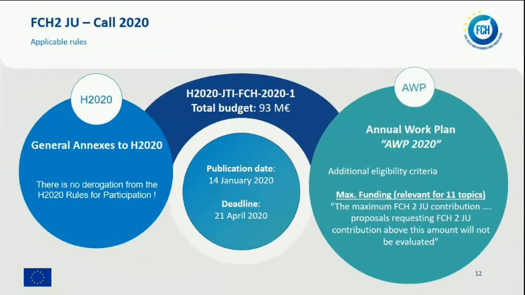Now going to the second set of rules of the call 2020, the annual work plan is listing for innovation actions another eligibility criterion regarding the funding that you could request, and it's a maximum amount. For example, for maritime, it's 8 million euros. If you request a eurocent more, the proposal is considered ineligible.